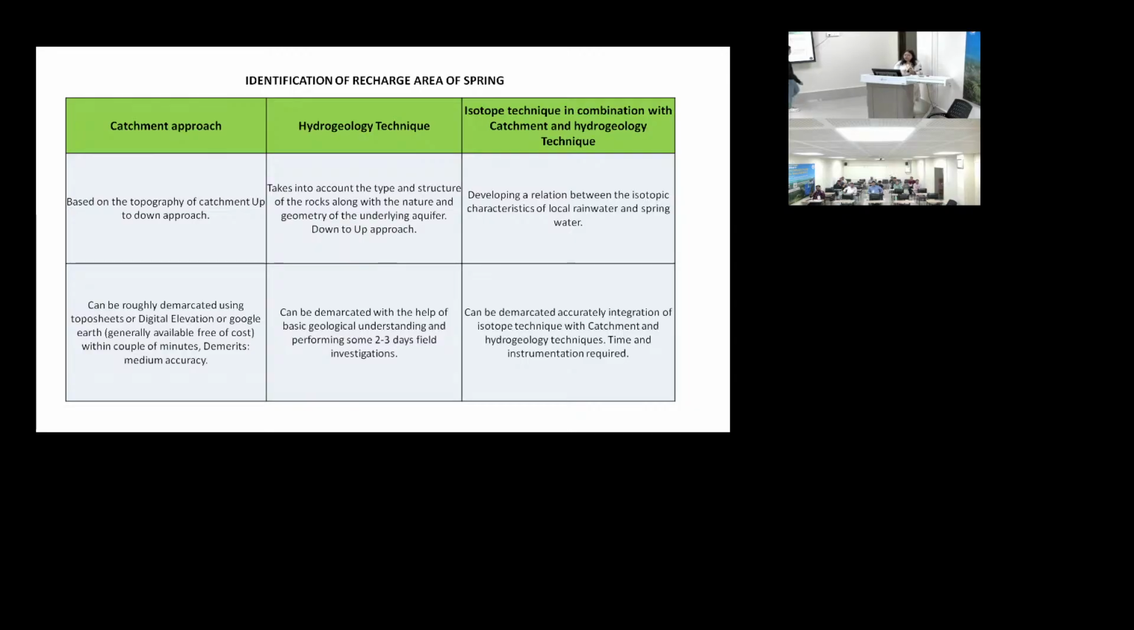So geological mapping is another thing which is important for the zonation of recharge areas. In spring shed management, identifying the recharge area is the most common part and the most difficult part. Funding and identifying what kind of structures or interventions you are going to introduce in the area is not that difficult, but finding the recharge zone for that particular spring is very difficult. For that we have three approaches: the catchment approach, the hydrogeological approach, and a combination of hydrogeology and isotope technique. The catchment approach is the most layman method of identifying the recharge zone area.